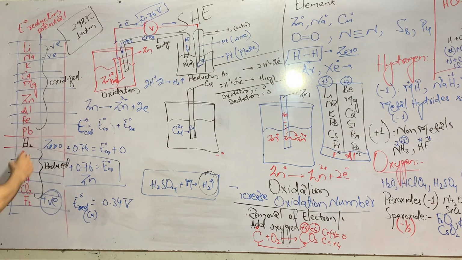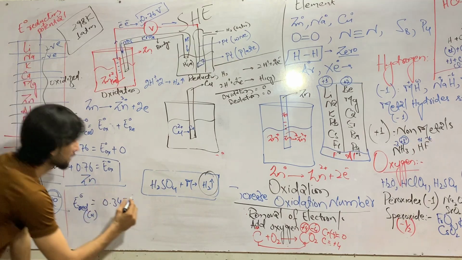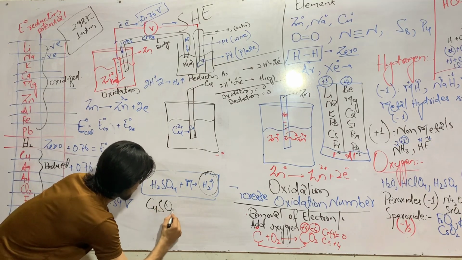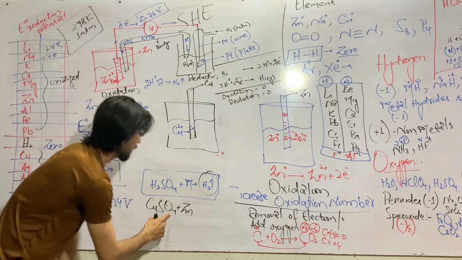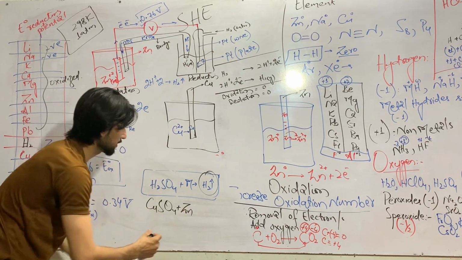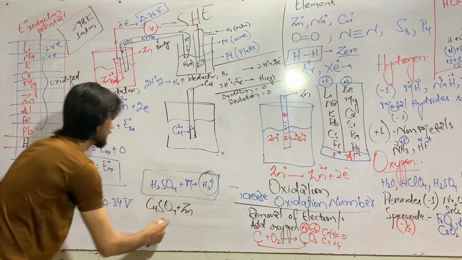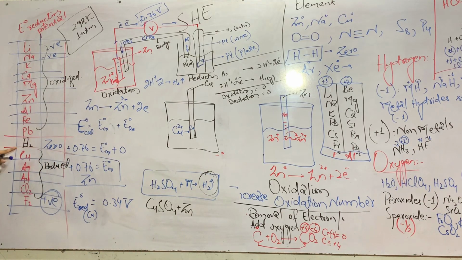Another specialty: these elements can replace other elements from their salts. Suppose I had a salt of copper sulfate and I put zinc in that salt. I will find that copper is being replaced by zinc in the salt. So the elements above hydrogen can replace the elements below hydrogen from their salts. The same happens with other elements: one element above another can replace it from its salts.